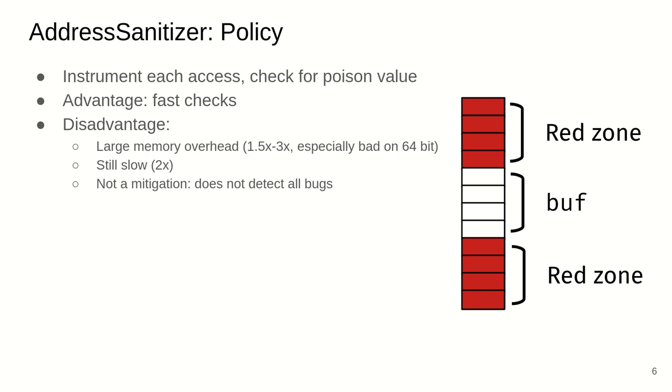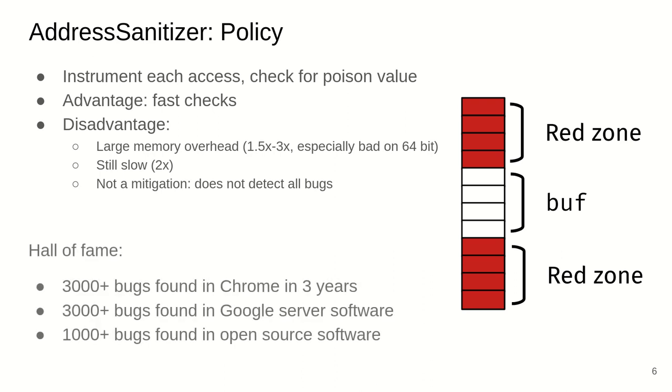But AddressSanitizer is an amazing tool at exposing bugs for developers when you run tests or when you run a fuzzing campaign. Some notes on the Hall of Fame from the official page, right? ASan found over 3,000 bugs in Chrome in the first 3 years, over 3,000 bugs in Google server software, and over 1,000 bugs in open source software. These numbers by now are likely an order of magnitude larger. So there's uncountable numbers of bugs found in all kinds of software through AddressSanitizer. And it's by far the most successful sanitizer that I've ever seen.